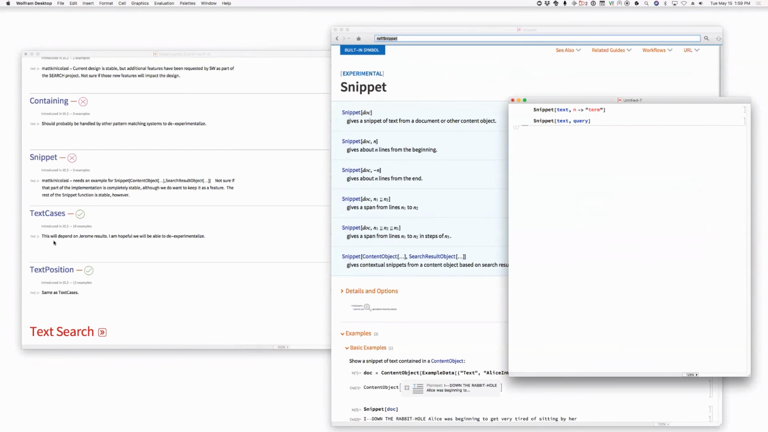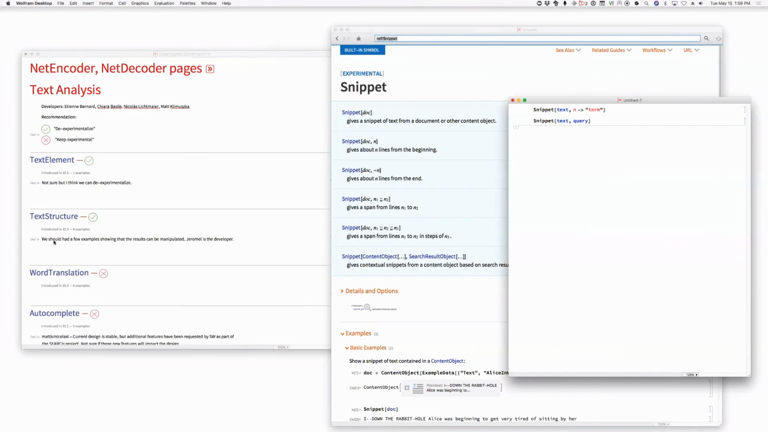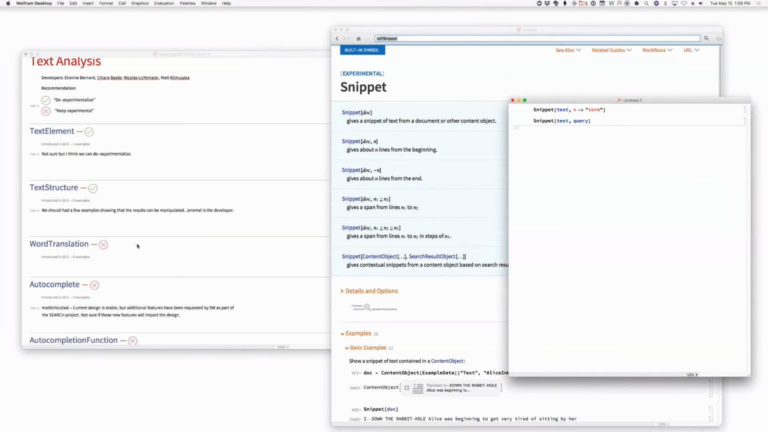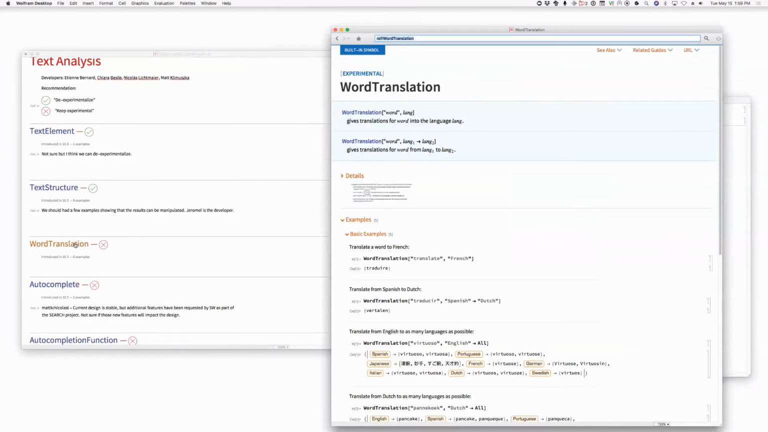And I just heard back from Alan. Stephen, he agrees that word translation can be de-experimentalized. So, okay, I agree with that too. So let's just go ahead and do it. And did you want to de-experimentalize text element and text structure or no? No, I do not. Okay.